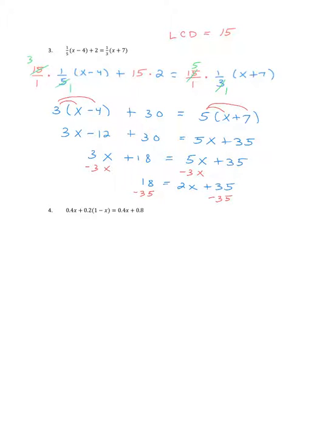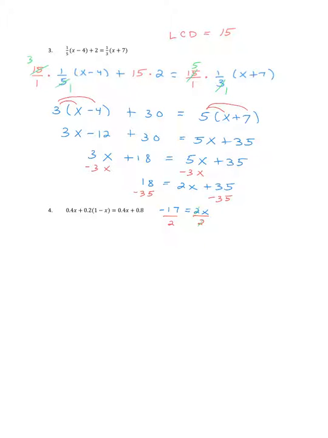I don't think I left myself enough space, but okay, we get 18 minus 35, that is negative 17, is equal to 2x. This is different. We're actually not quite done yet. We have to divide both sides by 2. And I'm going to leave my answer just like that.